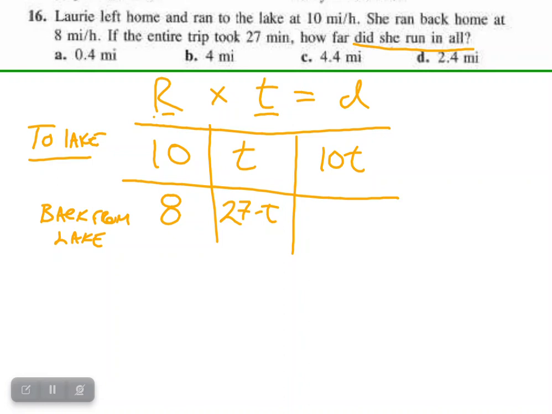So what is my distance coming back from the lake? The answer, please? Okay. So based on rate times time equals distance, what is the distance home from the lake? 8, and what are we doing with 8 and 27 minus t? Okay, we're going to multiply them.